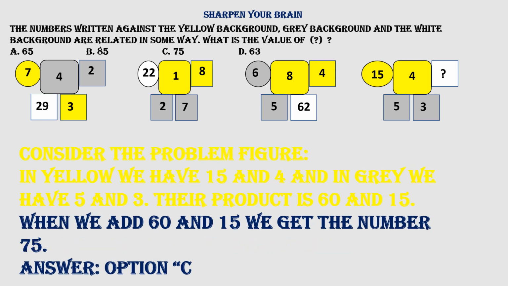Consider the problem figure. In yellow we have 15 and 4. And in gray we have 5 and 3. Their products are 60 and 15. When we add 60 and 15 we get the number 75. Answer, option C.